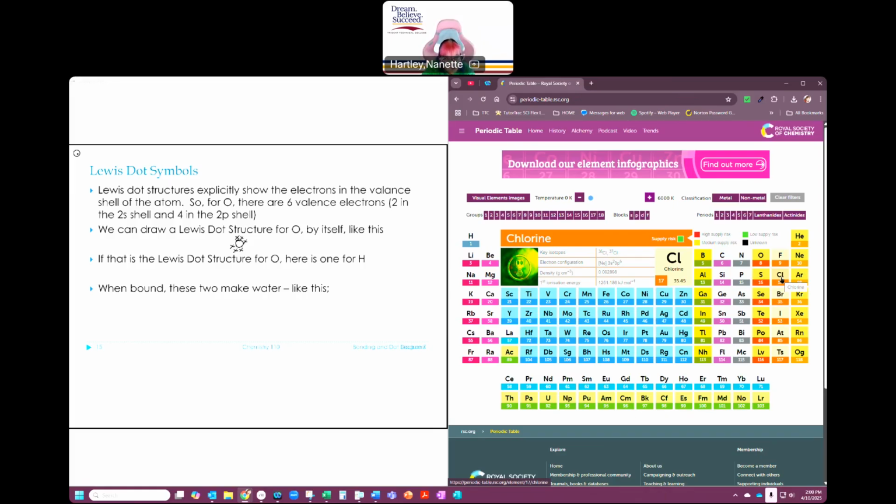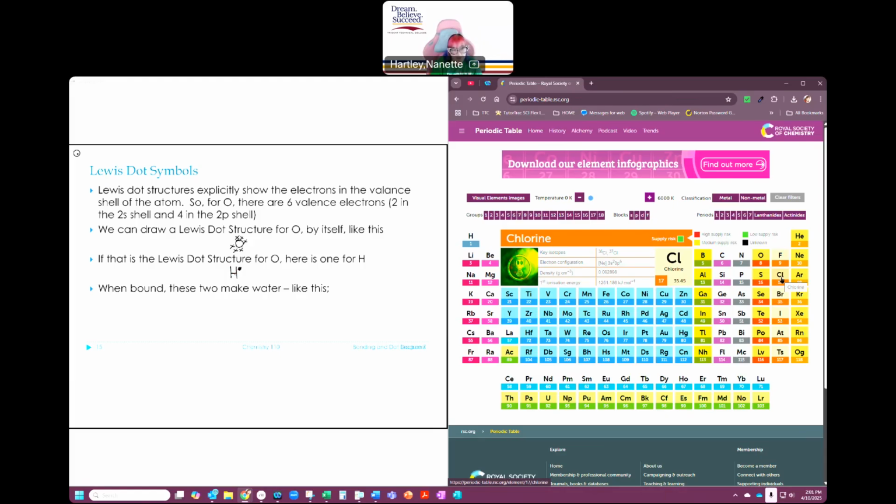If that's a Lewis dot structure for O, let's talk about what we can do with H. Now, H has 1 valence electron because of where it is and how many electrons it has. So hydrogen is here, that's its symbol, but it has 1 electron that we need to draw next to it. I'm going to draw it as a dot, just to make it look different than the ones that we have for the oxygen.